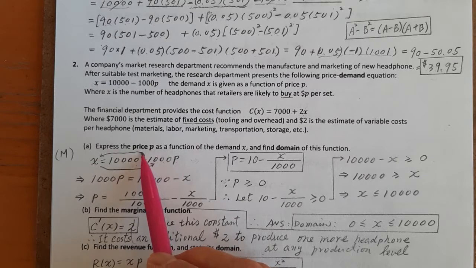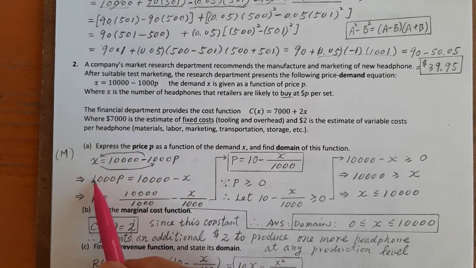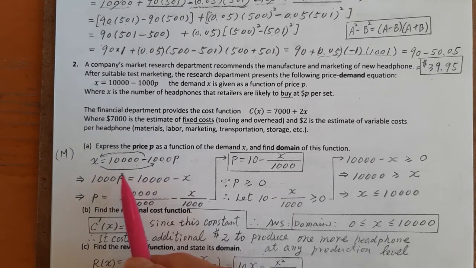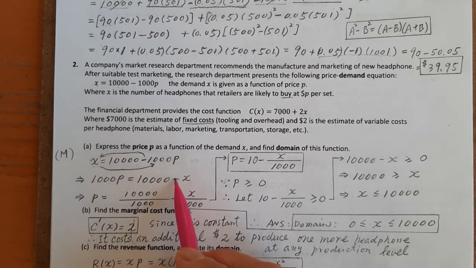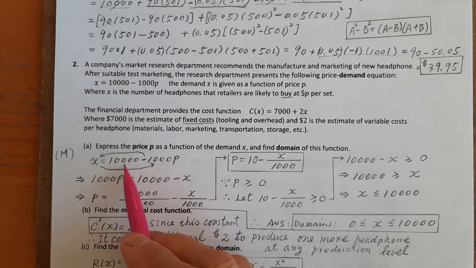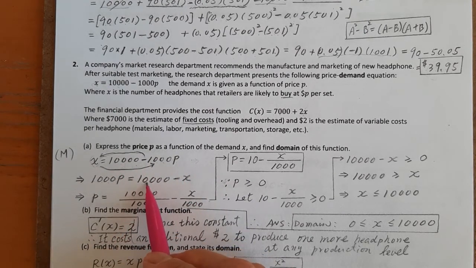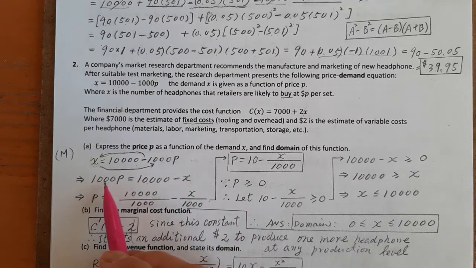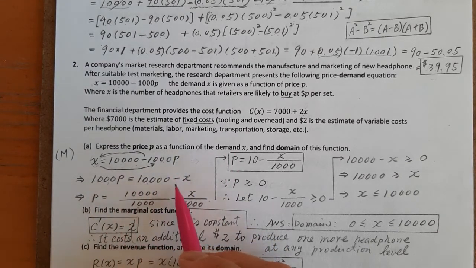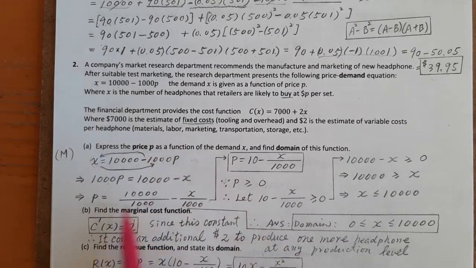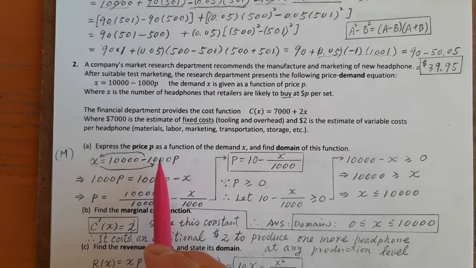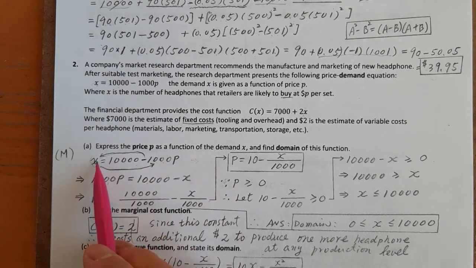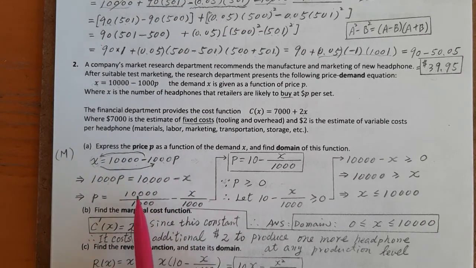If we move this term to the left side and change minus to plus, it becomes 1000 P equals. Move this X term to the right side, change the sign, it becomes minus X, with 10,000 still on the right side. So the equation becomes 1000 P equals 10,000 minus X, because we want to solve for P. I make the P term on the left side and the X term on the right side, separate.